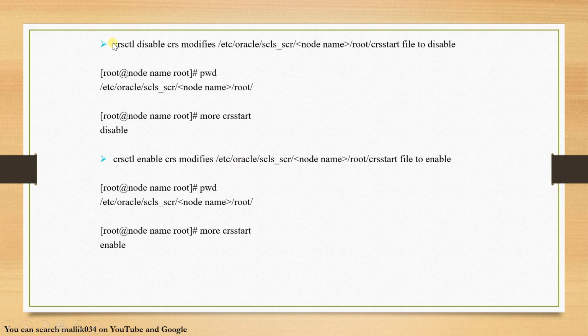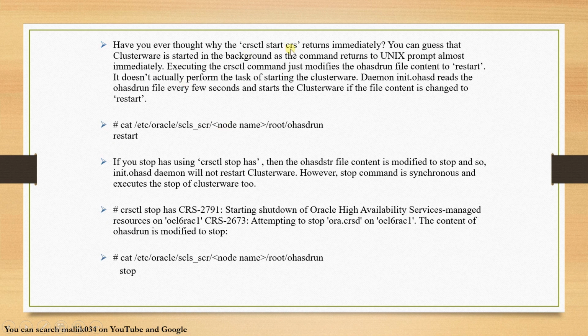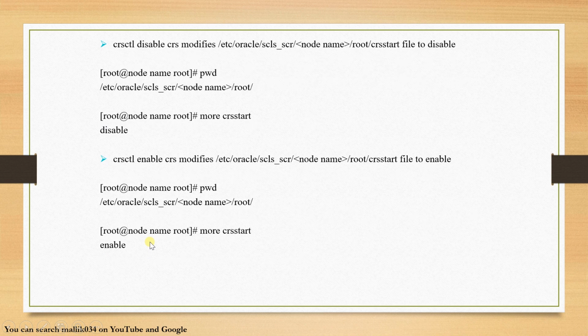And similarly, if you do crsctl disable crs and crsctl enable crs, there is a particular file, /etc/oracle/scls_scr/nodename/root/crsstart, which will be updated with disable and enable. This is for the enabling and disabling process, the same way that when you do crsctl start crs and crsctl stop crs, the ohasd run file becomes restart and stop. This enable and disable is updated in the crsstart file.